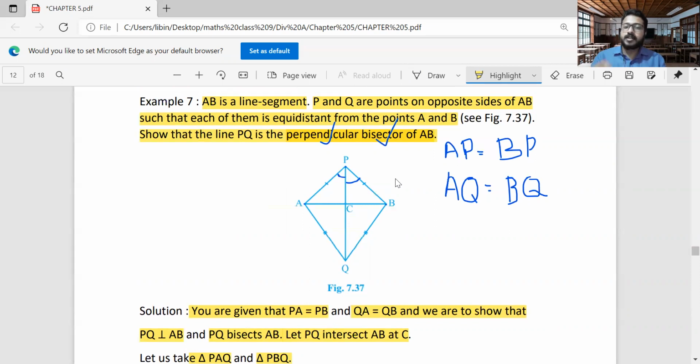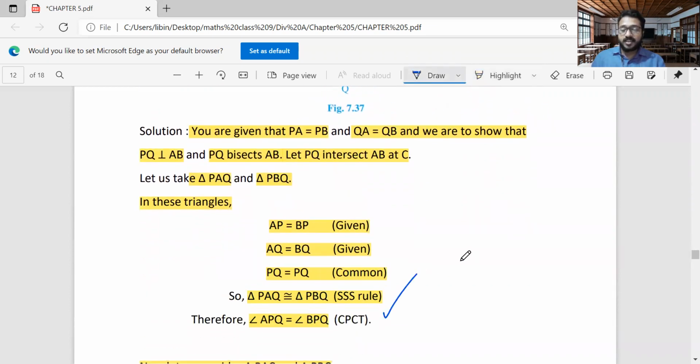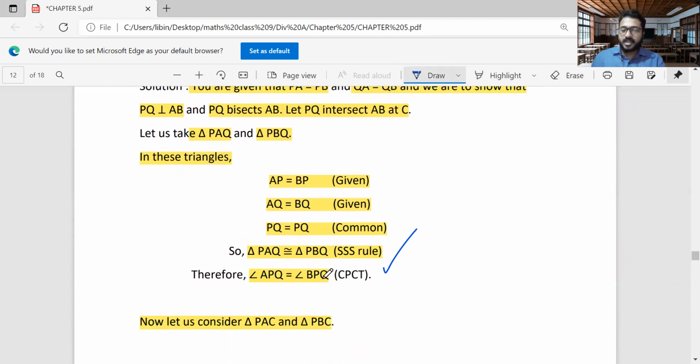Now we are choosing triangle PAC and triangle PBC. How can we prove that these two triangles are congruent? As you can see, in the first case, it is given that AP is equal to BP. Now, what about the angle which we have chosen here? I told you, see the answer: why have we chosen this? It is to prove that these two triangles are congruent.